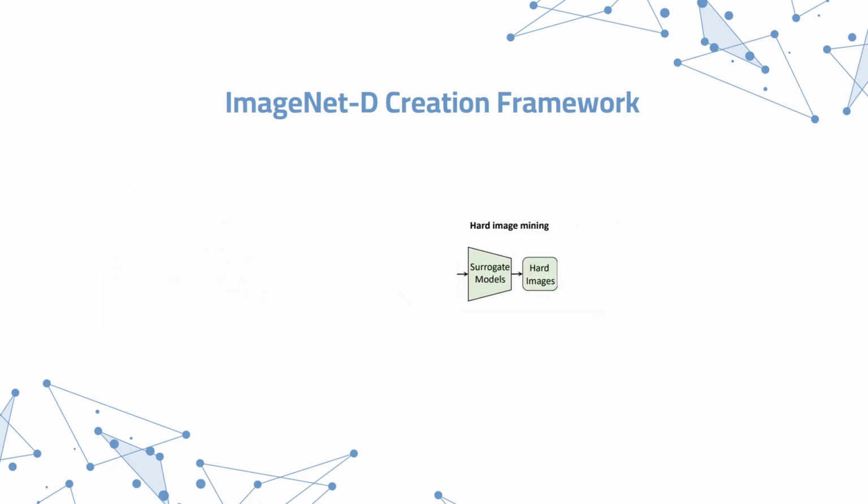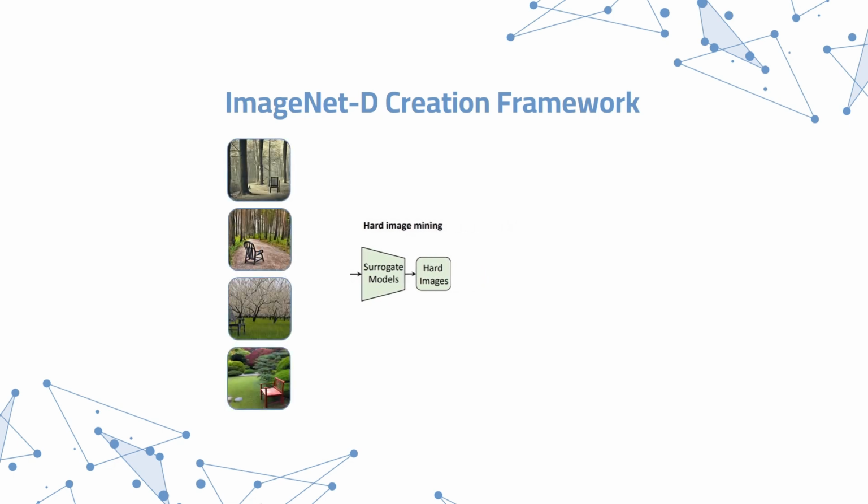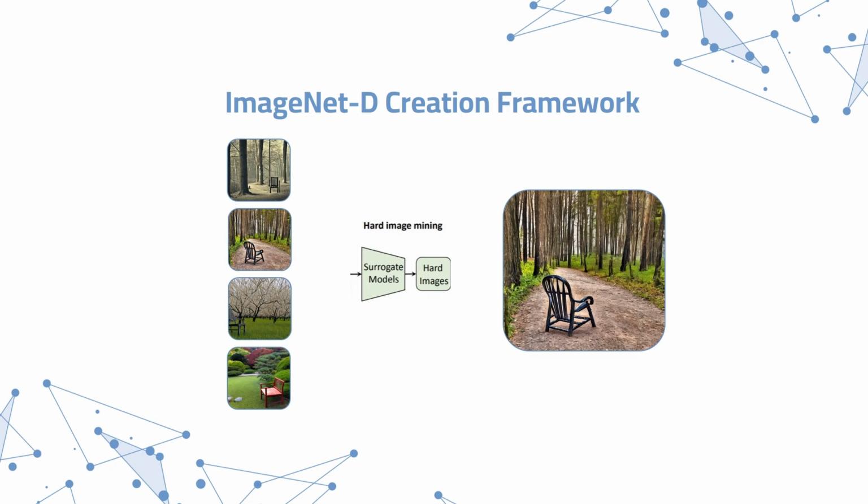Next step is hard image mining, where the images are tested on a set of pre-selected neural networks. Let's say an image of a black metal chair under low sunlight causes multiple networks to fail. They incorrectly label it as a bench. Such an image is identified as a hard image, one that consistently challenges these models. Only these difficult examples move to the next stage.